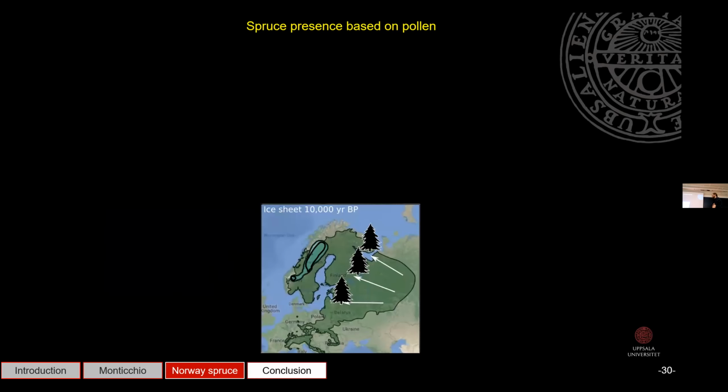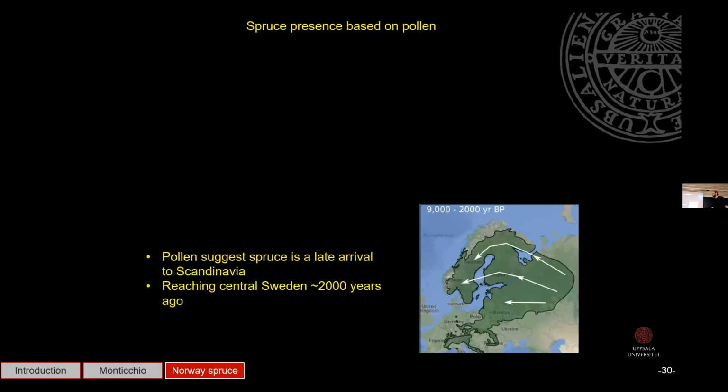So at the beginning of the Holocene, spruce is at the border of Finland, but still didn't really come much further than that. And after that, it takes a very long time before spruce actually colonized the rest of Fennoscandia. The time that it reached southern Sweden and central Sweden is approximately 2,000 years ago, based on pollen. So it suggests that it's a very late arriving species to Scandinavia.